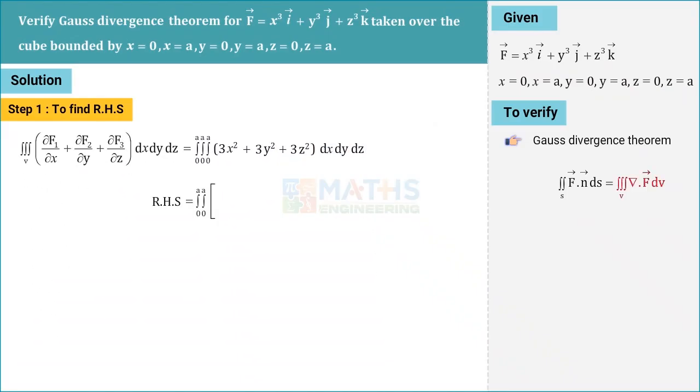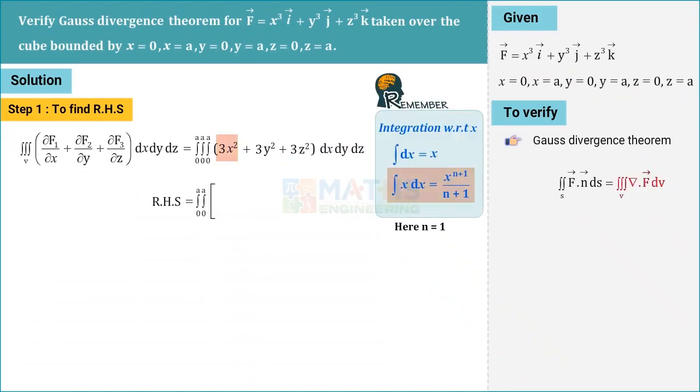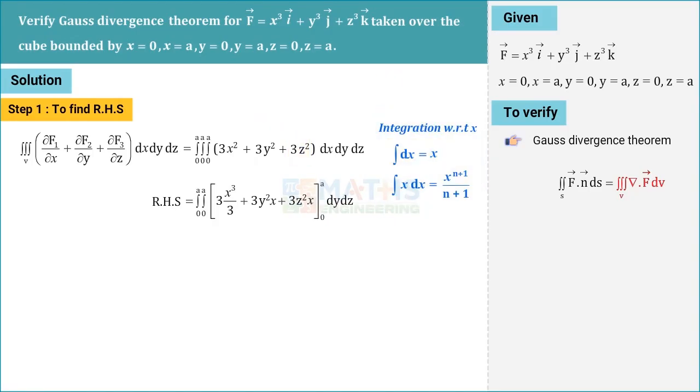Now we are integrating this one. What is the integral of x square? That is x power 3 by 3, plus 3y square is a constant. So when integrating dx we get x, plus 3z square constant. When integrating dx we get x. The limit varies from 0 to a. We replace the upper limit a and lower limit 0 in the place of x.